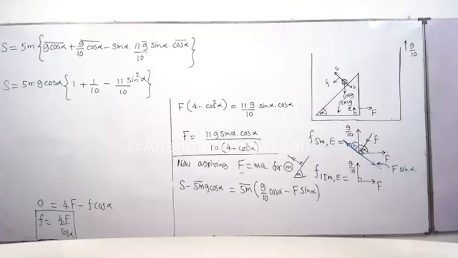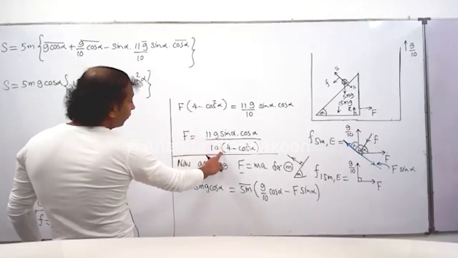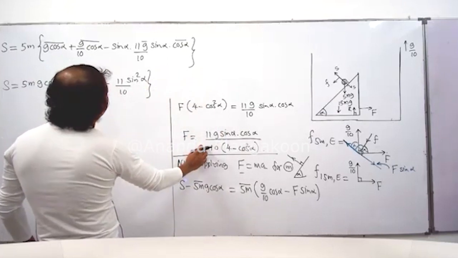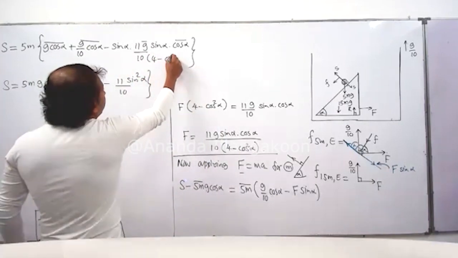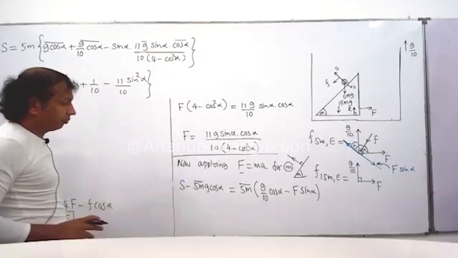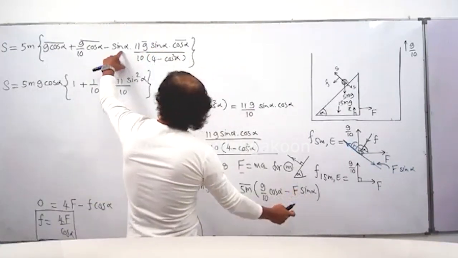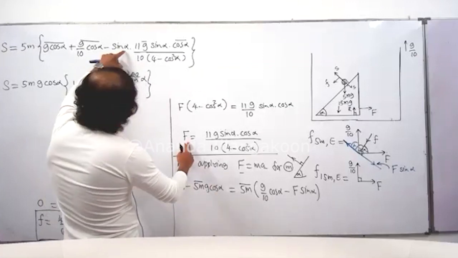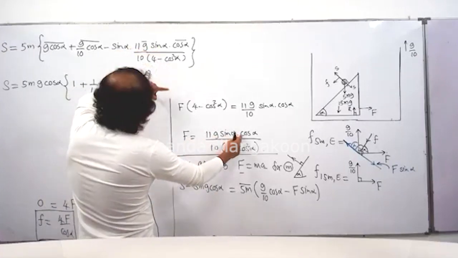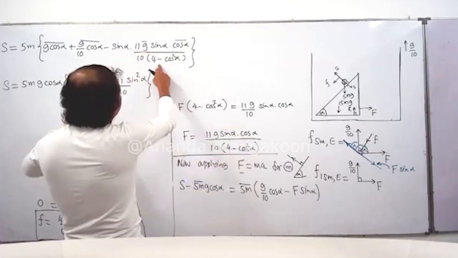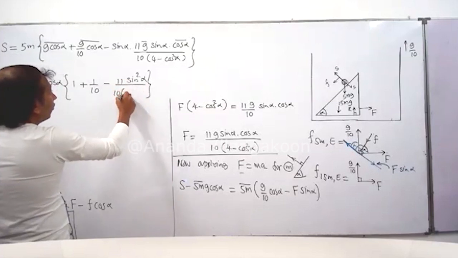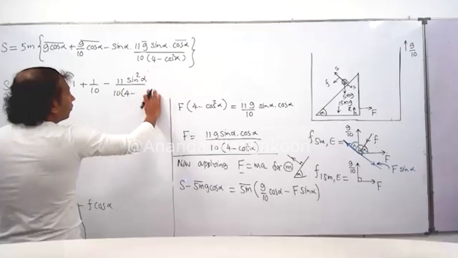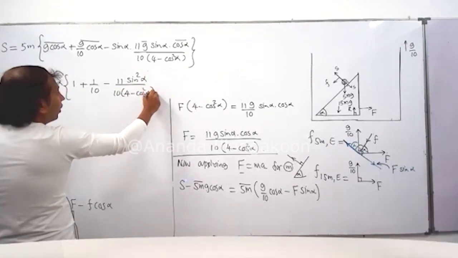Now, I missed something. Capital F, people, is 11g sin alpha cos alpha divided by 10 times 4 minus cos squared alpha. This answer I didn't substitute there, the cos squared alpha. This F sin alpha, I wrote only sin alpha. Now only I wrote that. Then this part should be there, cos squared alpha.